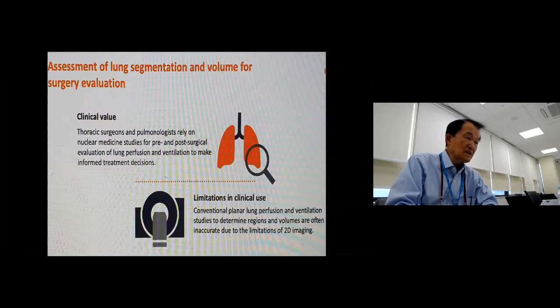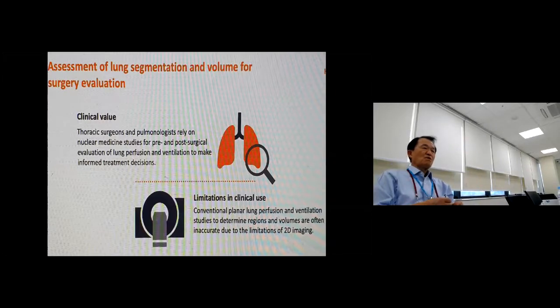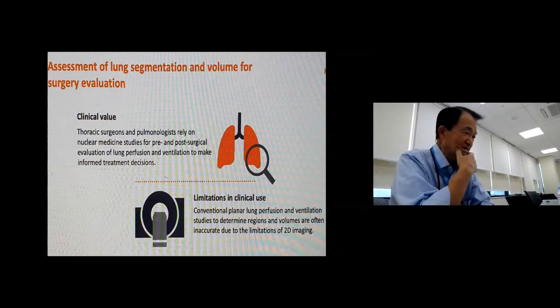Certain a surgical evaluation of lung function is based on a lung perfusion scan or ventilation scan for resectability, not operability. Resectability is no problem. Nowadays, a thoracic surgeon can remove anything they want without much problem. But if the patient has an underlying poor lung function, the operability is very limited.